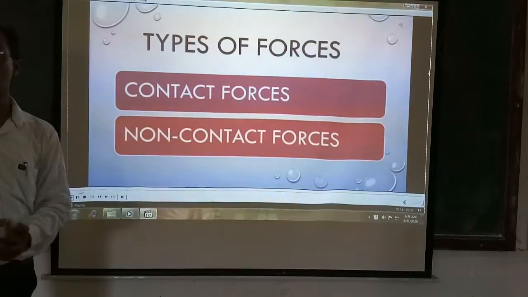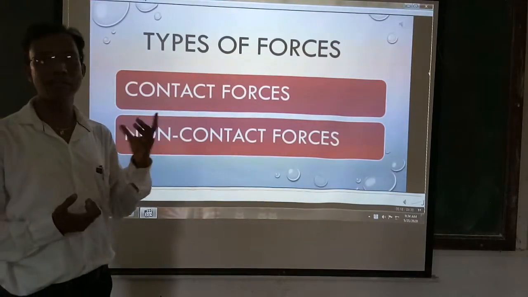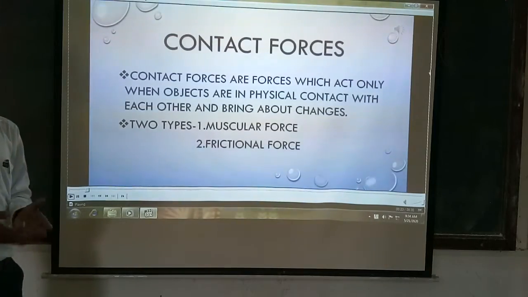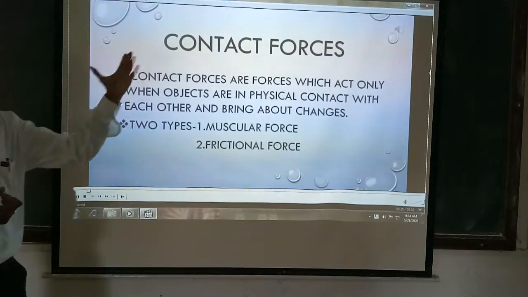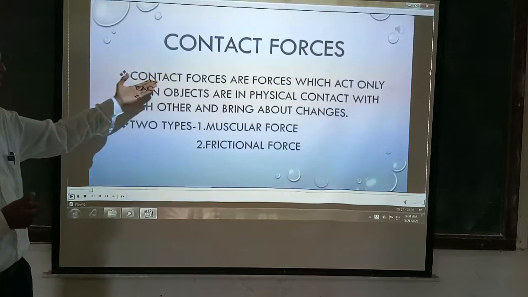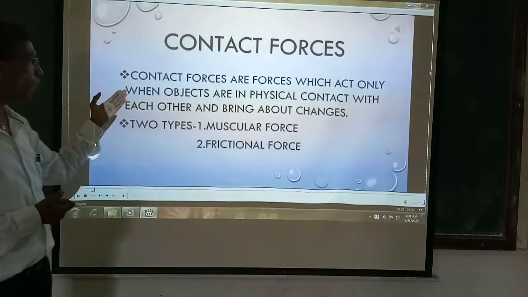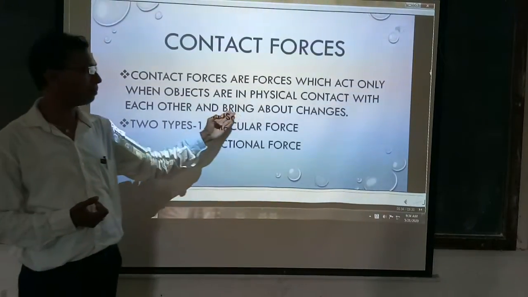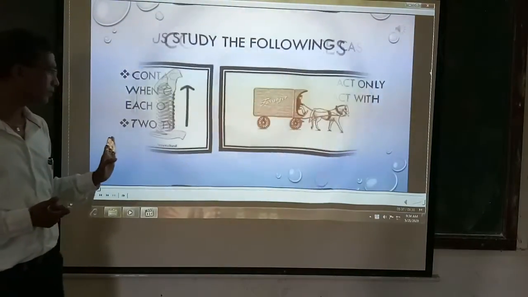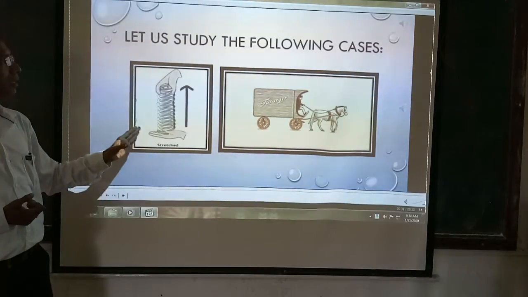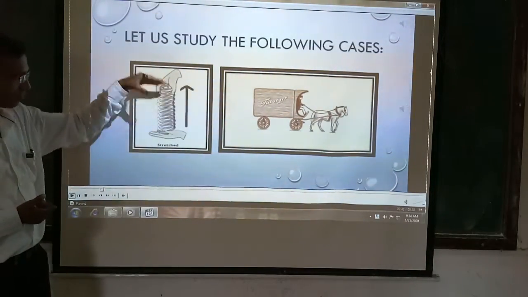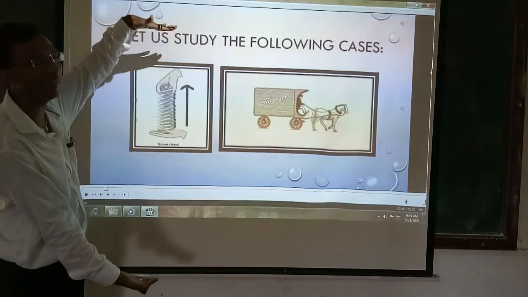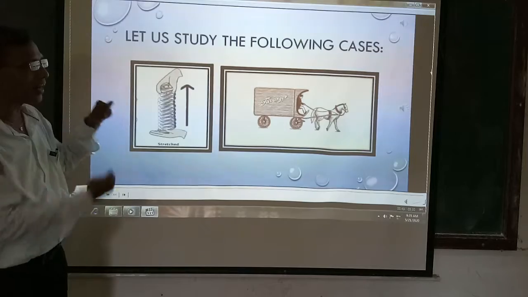As we previously discussed, a push or pull on an object is known as force. The SI unit is Newton. Now there are different types of forces. There is contact force. Contact forces are forces which act only when objects are in physical contact with each other and bring about changes. Let us study the following cases. Here is a string. When you stretch it in both directions, the shape will be changed. So this is known as contact force.